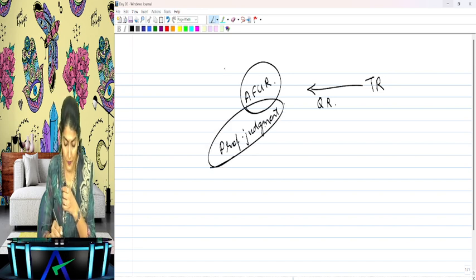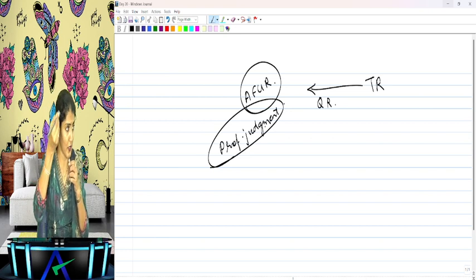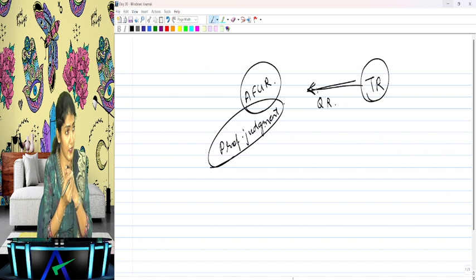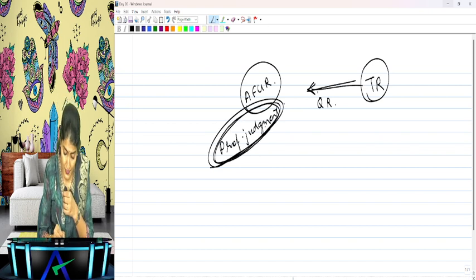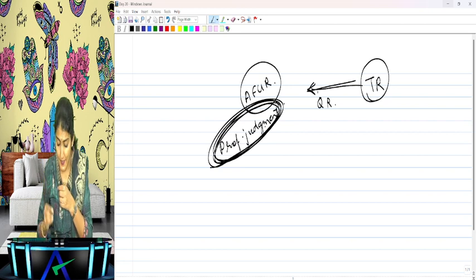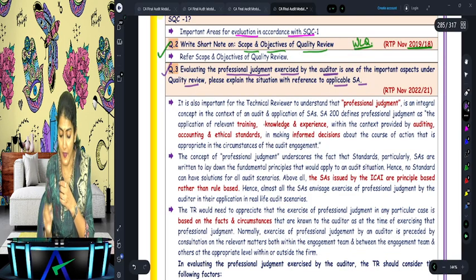Now audit firms, Sparkle and Company, do they need to exercise professional judgment when they do the audit? Yes. Now the technical reviewer, when he comes for the quality review, is he going to check the professional judgment which has been exercised by the audit firm under review? Yes, he is required to check the professional judgment exercised by the auditor, right?